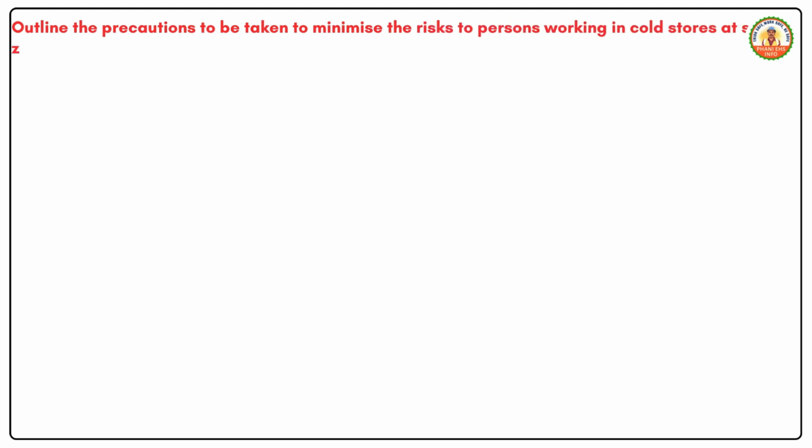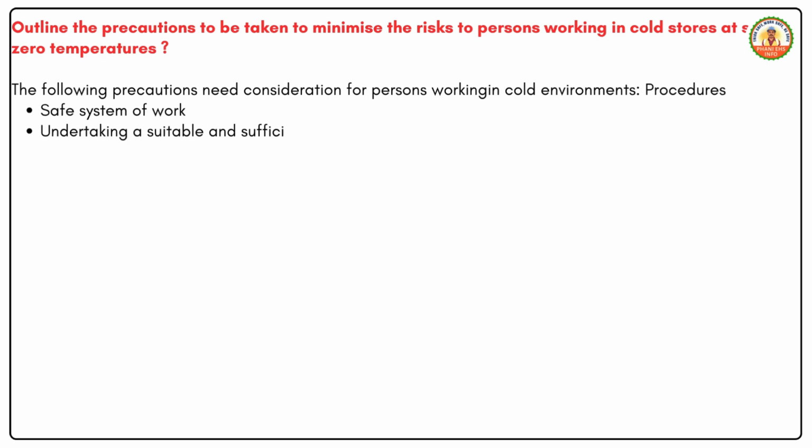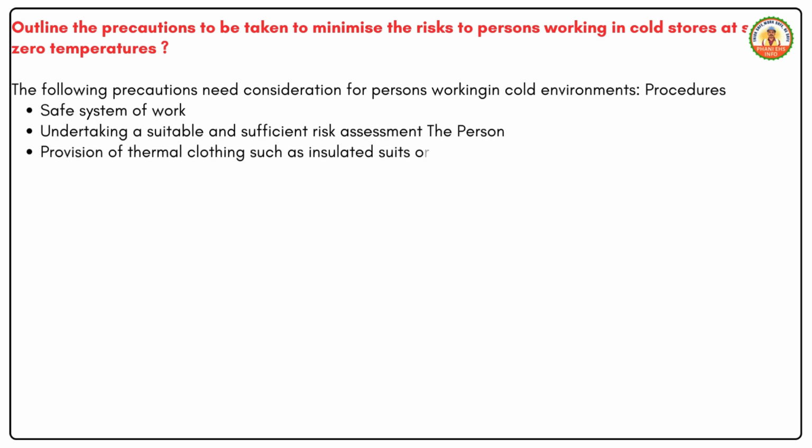Outline the precautions to be taken to minimize the risks to persons working in cold stores at sub-zero temperatures. The following precautions need consideration for persons working in cold environments. Procedures. Safe system of work. Undertaking a suitable and sufficient risk assessment. The person. Provision of thermal clothing such as insulated suits or jackets, gloves and head covering.